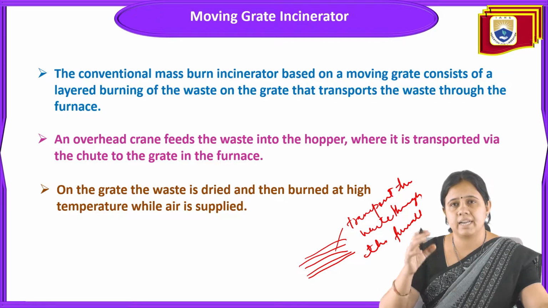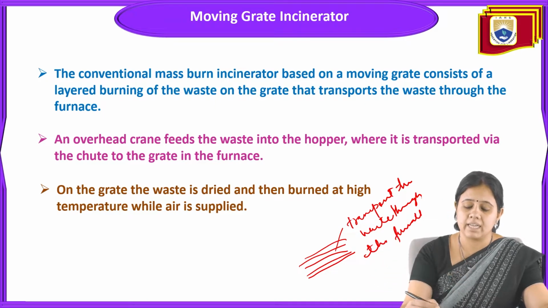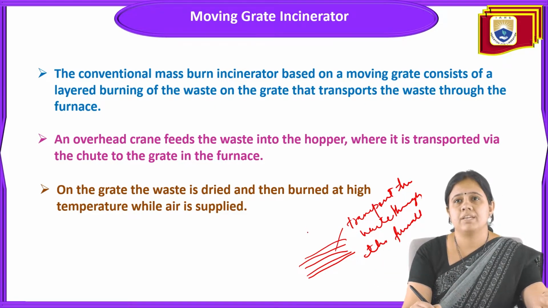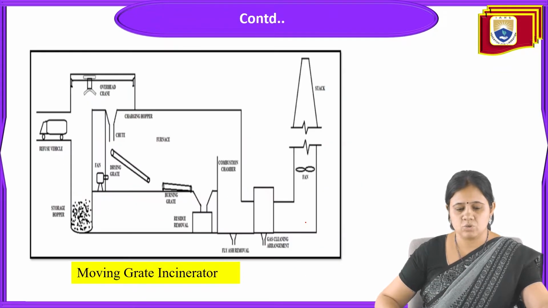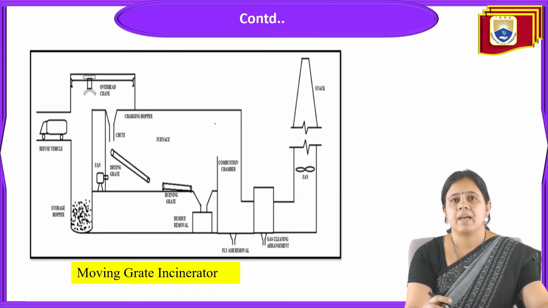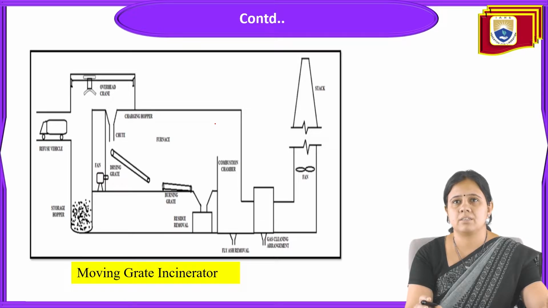And an overhead crane is there. The crane will feed the waste into the hopper, where it is transported via the tubes to the grate in the furnace. On the grate, the waste is dried and then burned at a high temperature while air is supplied. So you can see that this is the actual picturization of a moving grate incinerator.